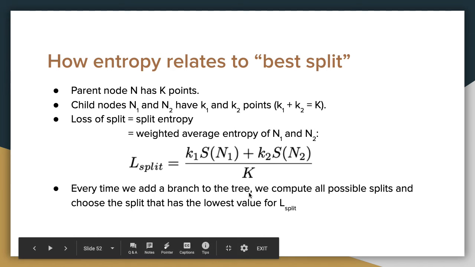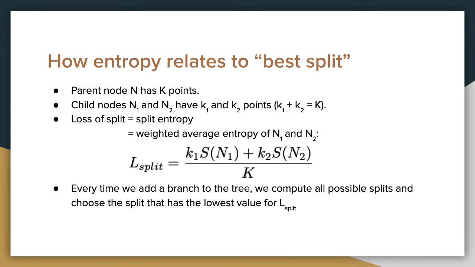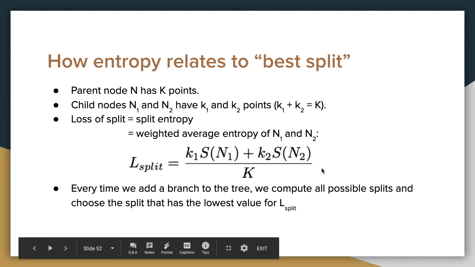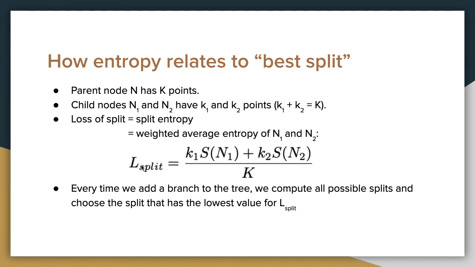And so what we're saying is that every time we want to add a branch to our tree, we consider every single way we could possibly split our training data the way it currently is, and then choose the split that has the lowest value for this formula right here, the loss of the split. And we keep doing that repeatedly until all of our training data is classified exactly, perfectly. Okay. Any questions about this formula, or why it is doing what we want?